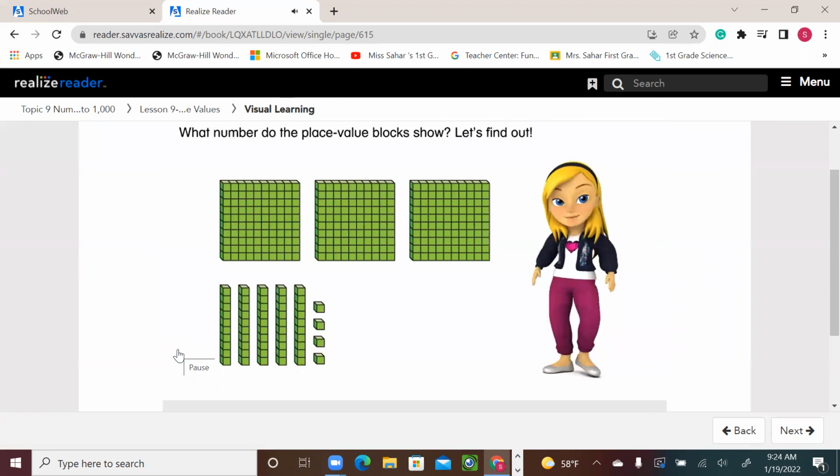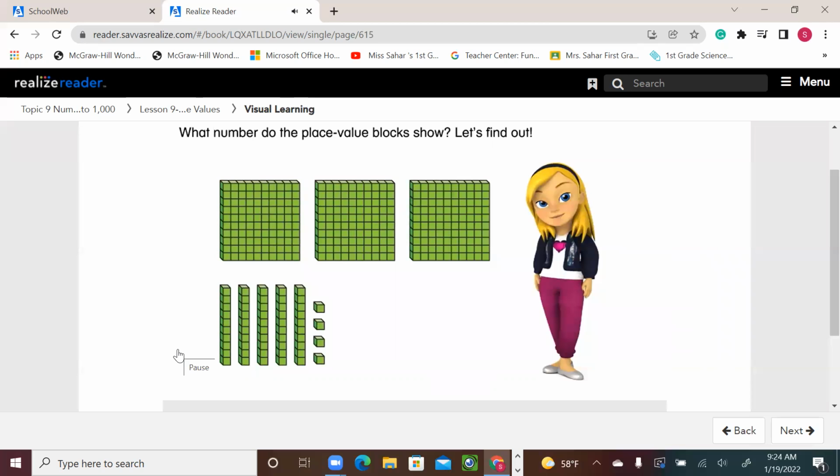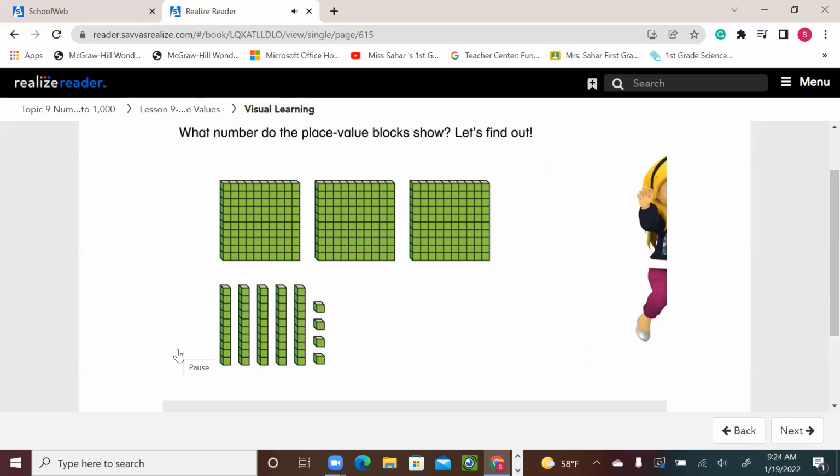What number do the place value blocks show? Let's find out. Look at the different types of place value blocks. So we're looking at 300. I know that this is a 100 flat. 2, 3, 300. I know that I have 1, 2, 3, 4, 5 ten rods. So I have 5 tens, and I know that I have 4 ones.